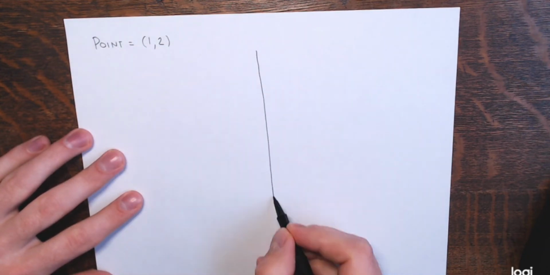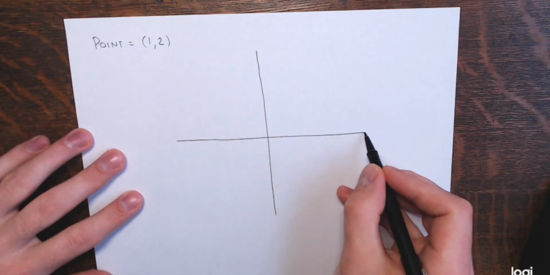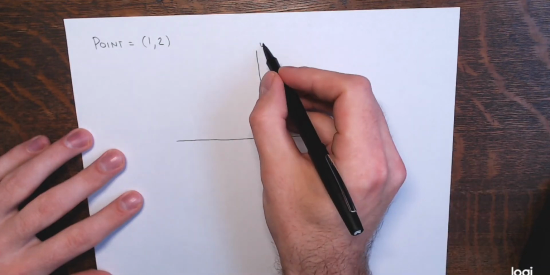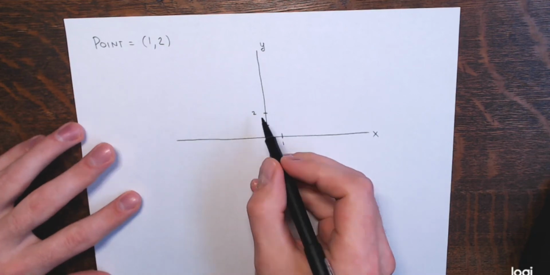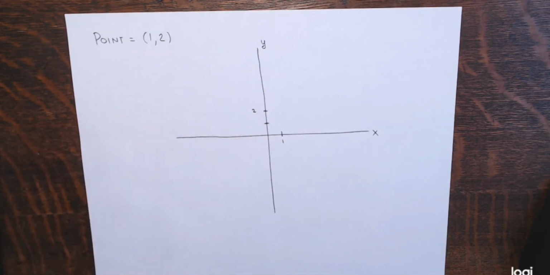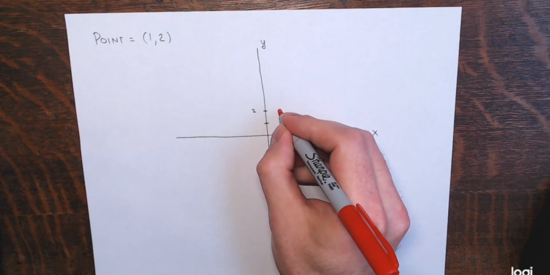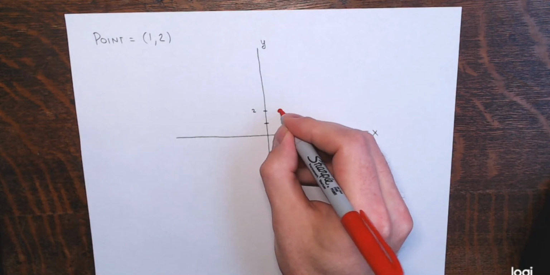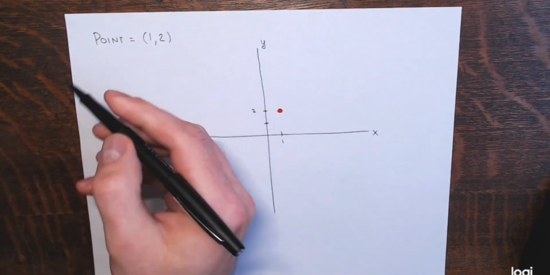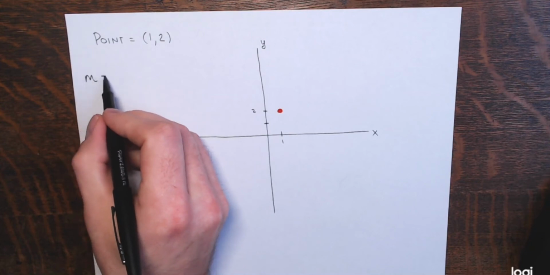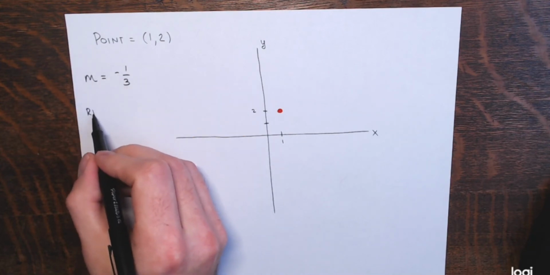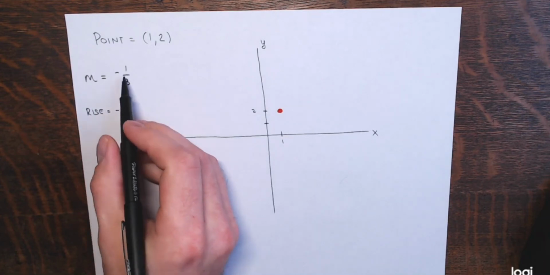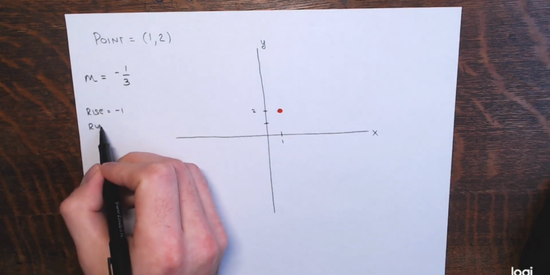Again, if you have graph paper, it'll probably make this a little easier to look at. But 1 on the x, 2 on the y. So here's the point 1, 2. Right, this point's on the graph of the line. And then we're told that the slope is negative 1/3, right? So the rise I'll call negative 1, the numerator, and then the run positive 3.